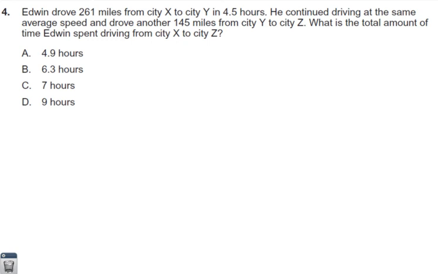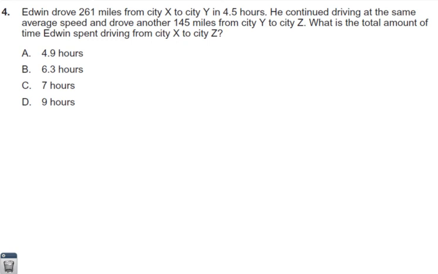Anyway, this Edwin character drove 261 miles from city X to city Y in 4.5 hours. This is another rate problem, like slope. Remember, rate means the same as slope, as far as the Keystones are concerned. So he went 261 miles in 4.5 hours, so you can get a speed. He continued driving at the same average speed and drove another 145 miles from city Y to city Z. What was the total amount of time?